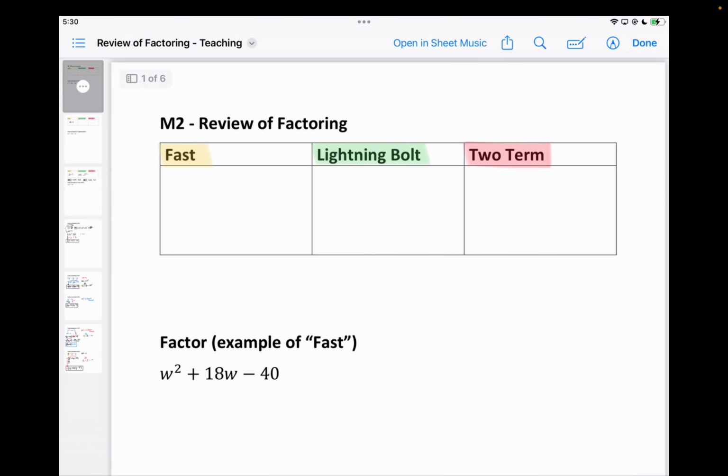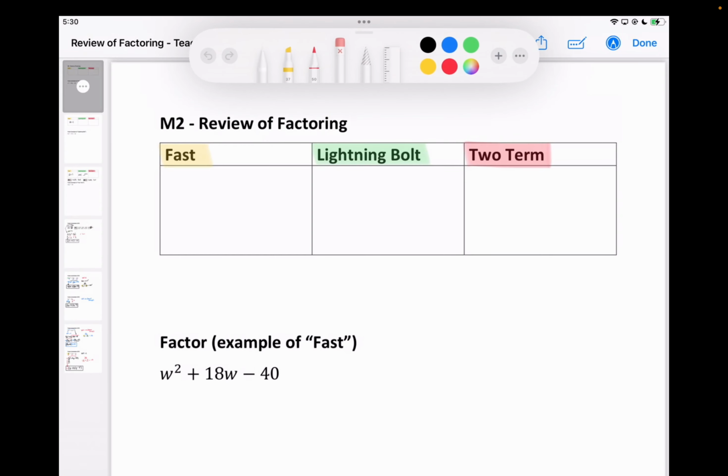What I'm going to go ahead and do is first review the three methods we learned. So fast method, lightning bolt, and two term. And then I'm just going to review a basic problem of each. And then I'm going to review how to factor when there's a greatest common factor. So let's review fast method first.